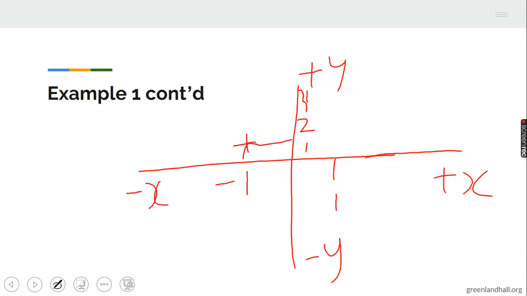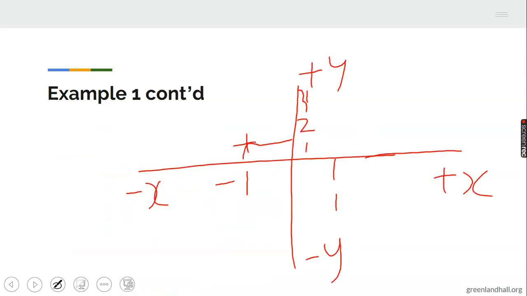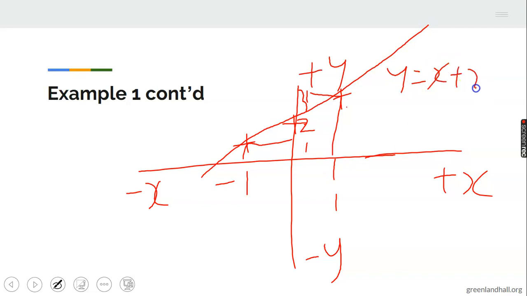Sorry. When x is 0 rather, y is 2. This is this point. Put it here. Then when x is 1, y is 3. This is this point here. So you see that it will give you a straight line. This is the equation y equals x plus 2.